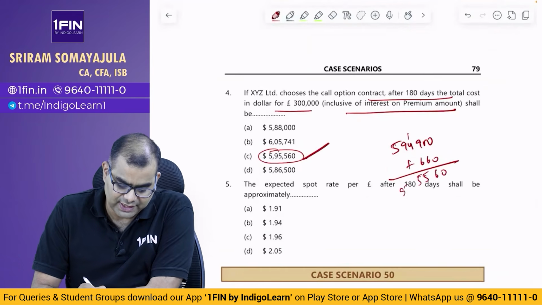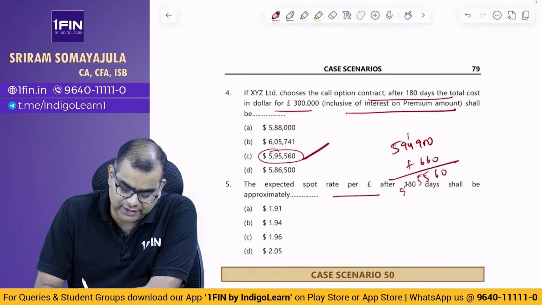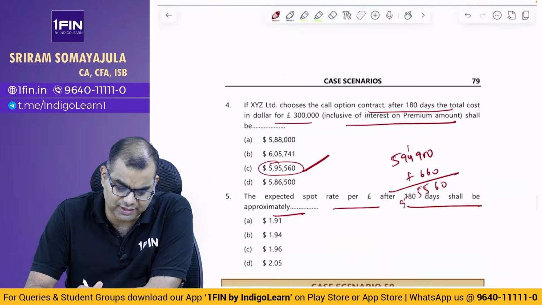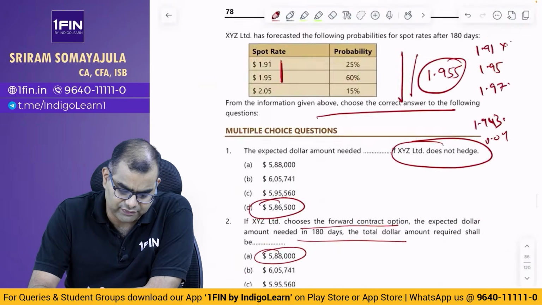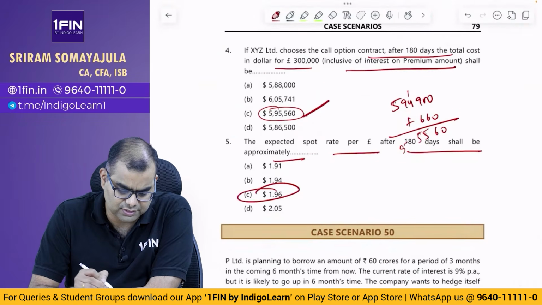Interesting point. Then expected spot rate per dollar after 180 days shall be approximately. What is the expected spot rate? I think we computed here, no? 1.955 or something. 1.96, right?